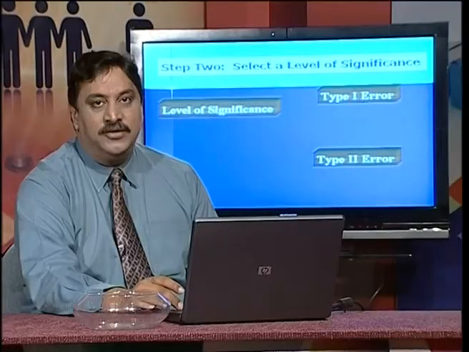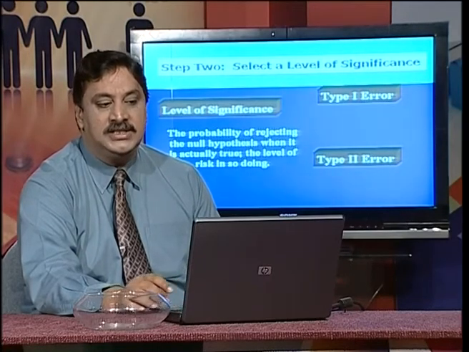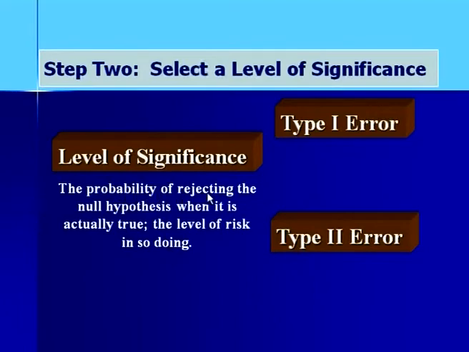In step 2, this is the most important step in testing of hypothesis. This is the level of significance. The definition of the level of significance is the probability of rejecting the null hypothesis when it is actually true. The level of risk is so doing.